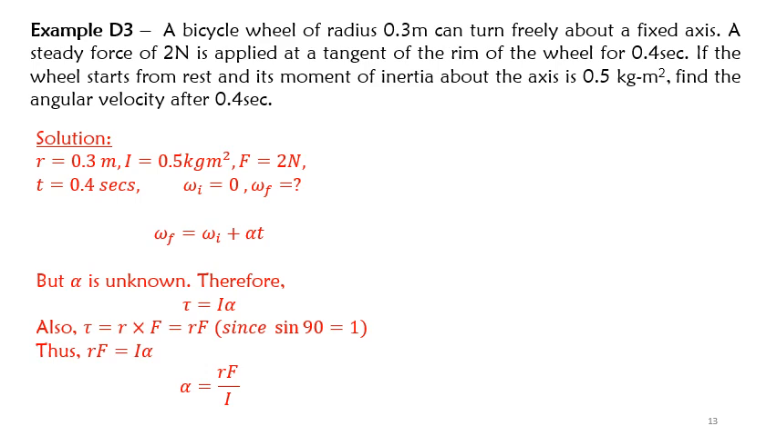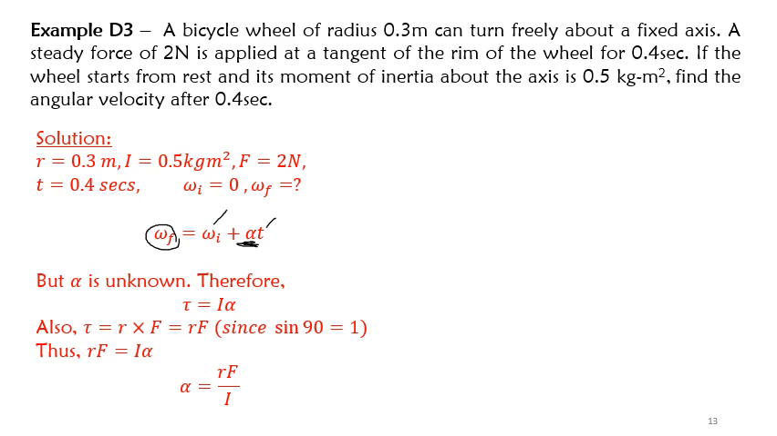We know the time, but we don't know alpha. So we have two unknowns, and it cannot be solved as it is. What we have to actually obtain is this. The time is 0.4 seconds, so this is what is not known. We need to now obtain our alpha.